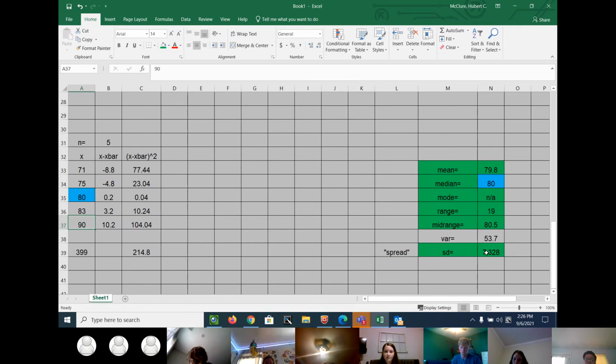So now we do the variance. Summation of x minus x bar, quantity squared over n minus 1. And what is the relationship between the standard deviation and the variance? Standard deviation is always the what of the variance? Square root, Hubert. Or you could raise the variance to the 1/2 power, or you can raise it to the 0.5 power.